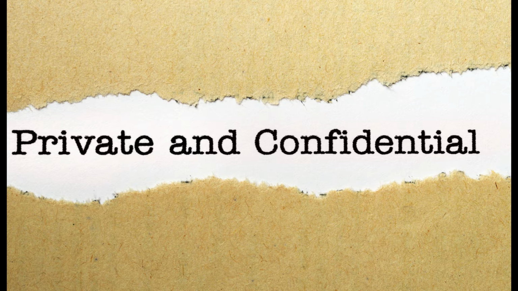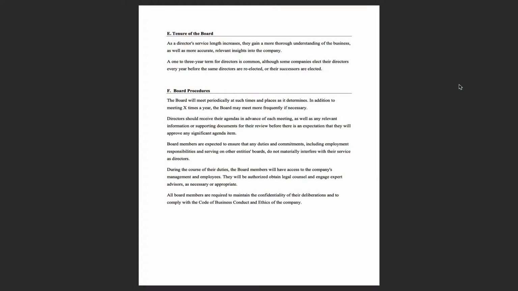The board members are required to maintain confidentiality and to comply with the Code of Business Conduct and Ethics of the company. So what is this saying? It's saying that just because they're sitting on the board and they are holding the management team accountable does not give them any kind of privileges to break the Code of Business Conduct and Ethics of the company itself.